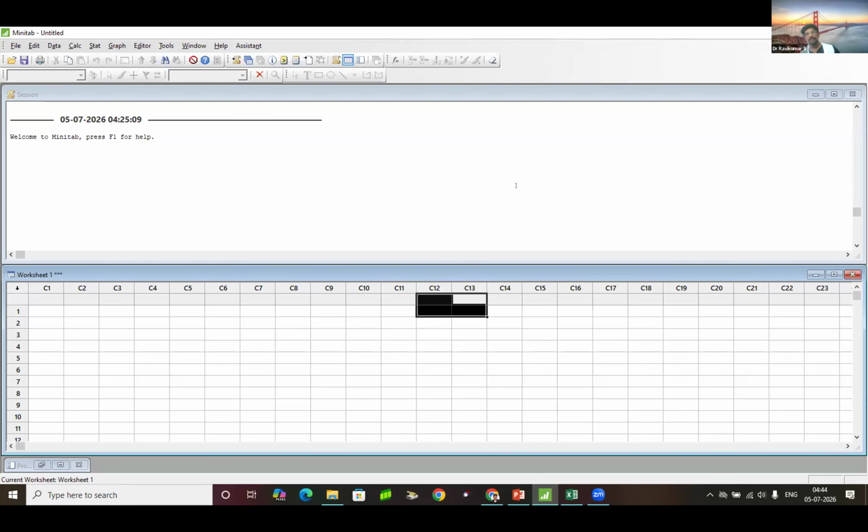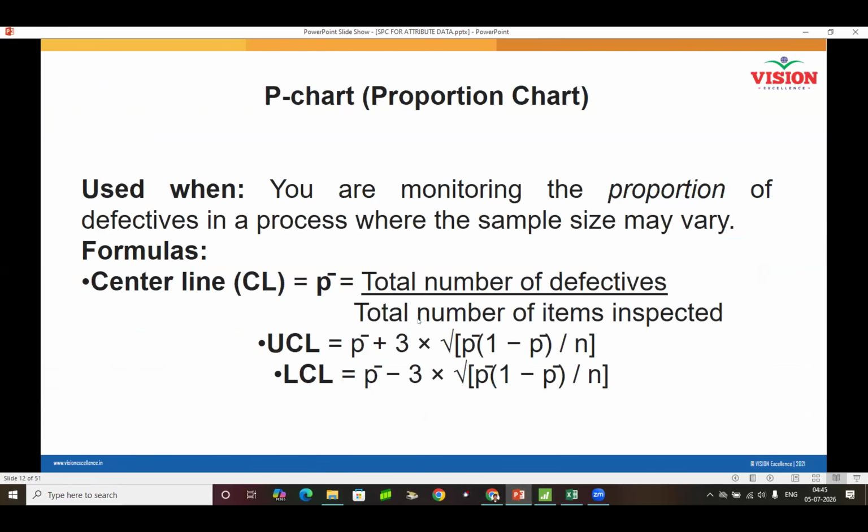Okay, so in the meantime, let us see how. For all these control charts, the basic thing we must know is that a center line is calculated and the upper and lower control limits are also calculated. Earlier you might have learned this in the X bar R chart, right?